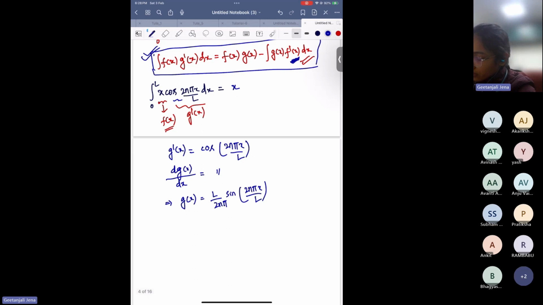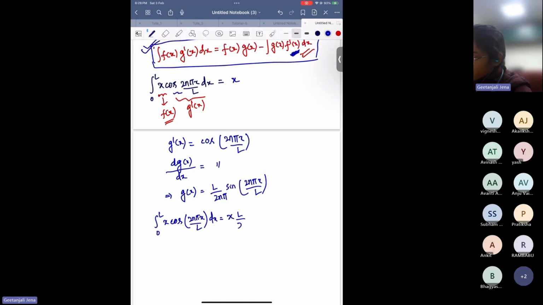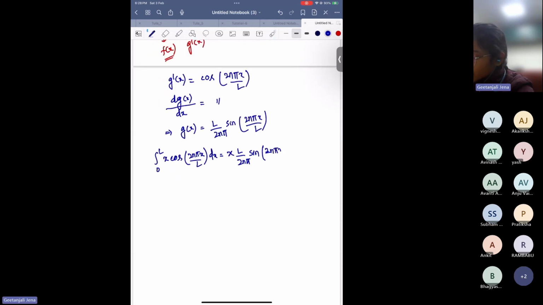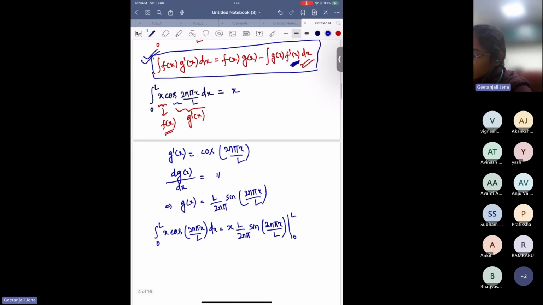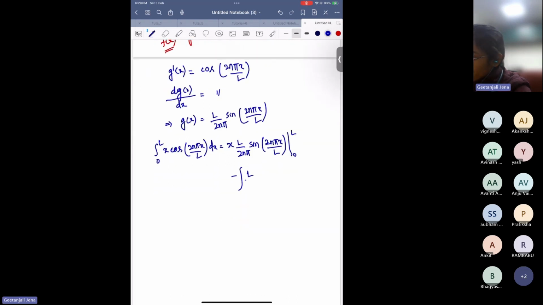Now if you calculate, it will give f of x is x here, times L by 2n pi sine 2n pi x by L from limit 0 to L, and the other one is minus the integral of g of x, so L by 2n pi sine 2n pi x by L dx.